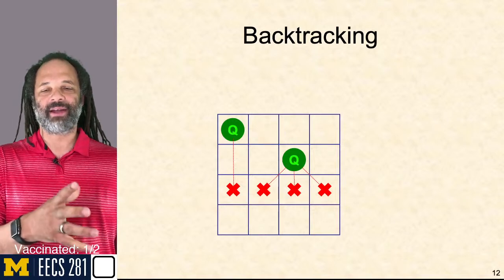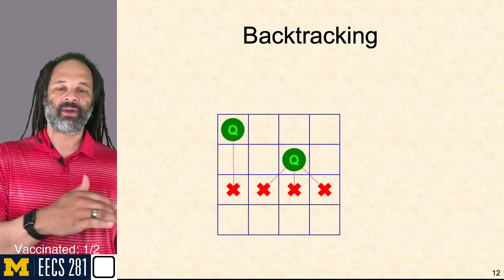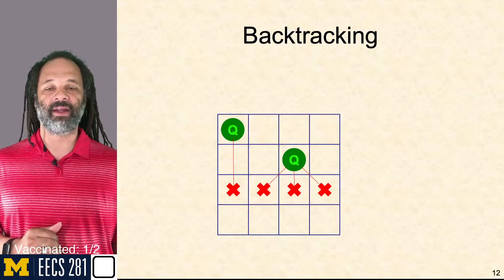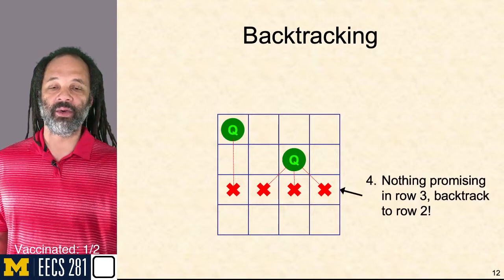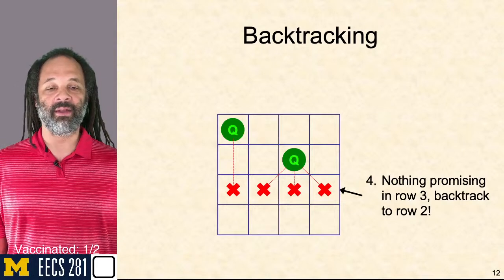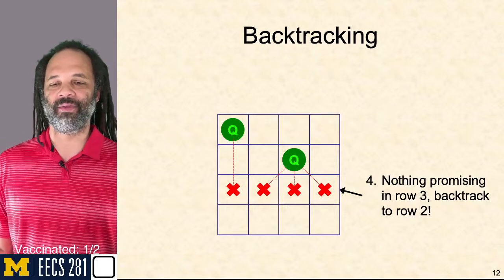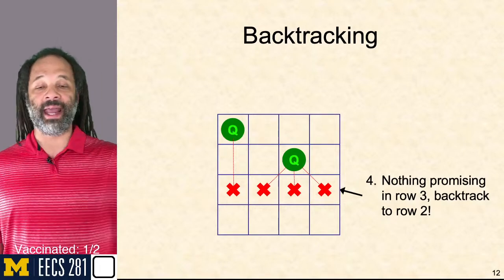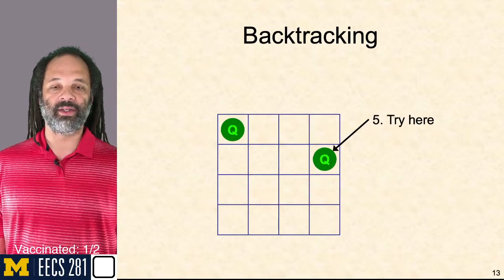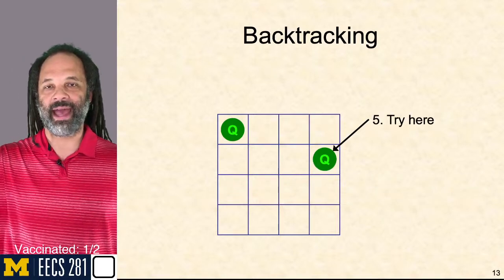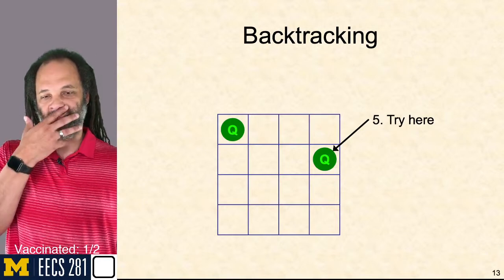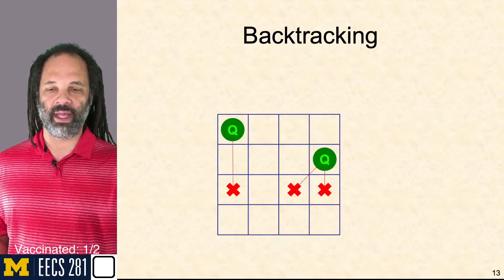Then I backtrack and try the next one, and the next one, and the next one. Once all 4 of them have been tried, I say, well, there's nothing I can do here. There's nothing promising in row 3 with the current state of the world, so let's backtrack again. I'll backtrack to row 2. When I do that, I say, well, there's one more thing I haven't yet tried in row 2. That looks good. So now let's move forward again.